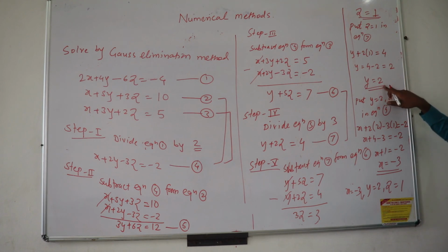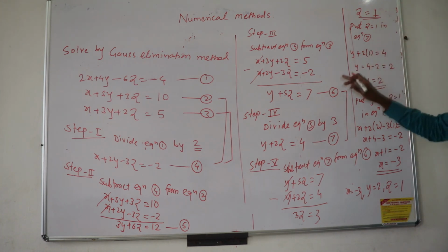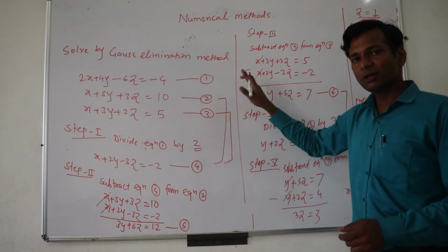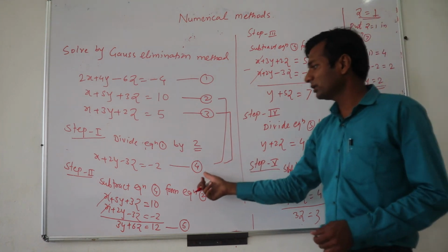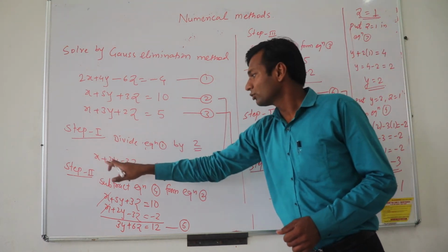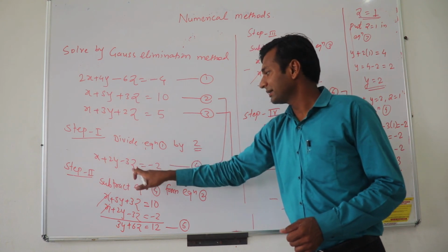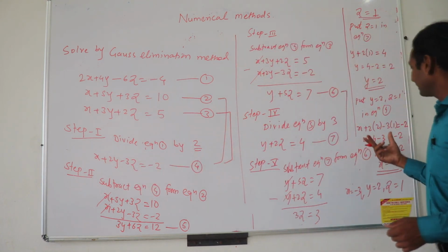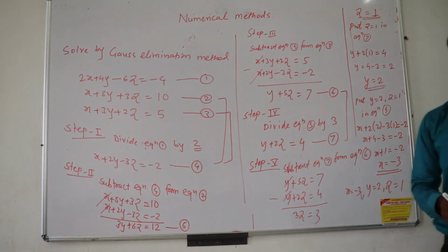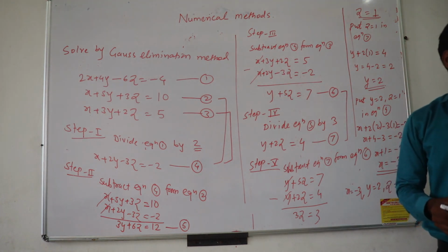Again we use back substitution for finding the value of x. We have y, we have z. So again we put them in equation 1, 2, 3 or 4. You can put in any of them, but I put in equation number 4 because the coefficient of x is every time 1. So put y is equal to 2 here, z is equal to 1 here. Then we get the value of x is minus 3. That is the solution of the given system of linear equations.